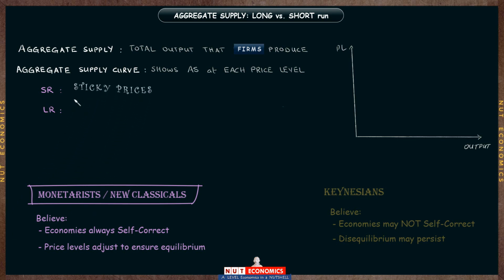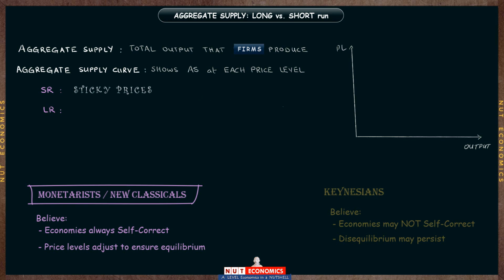Now remember, this is a very specific way of defining what a short run is. It has got nothing to do with the time period or length of time. So don't think in terms of the number of days or the number of months or years when you are thinking about macroeconomic short run versus long run. Short run is simply that amount of time, that period during which some prices are sticky, or we say some prices are inflexible.